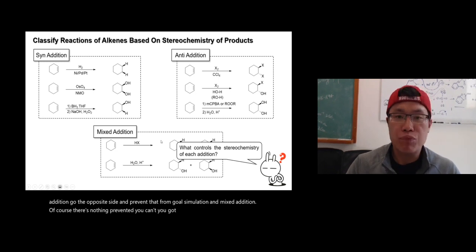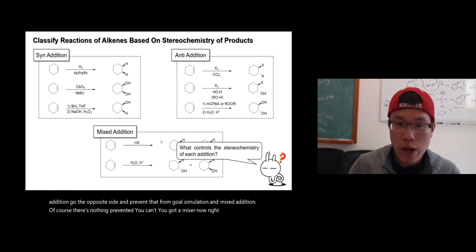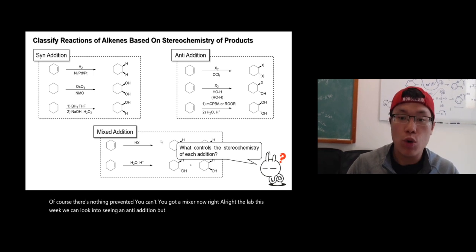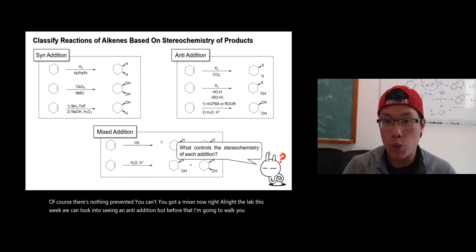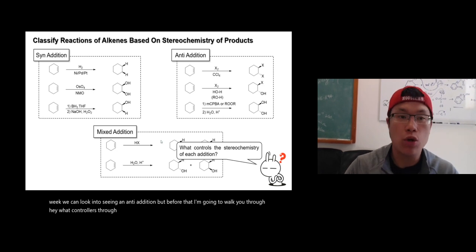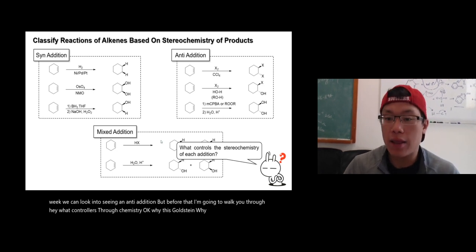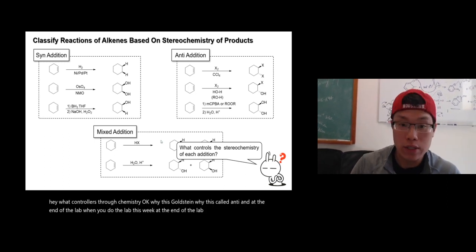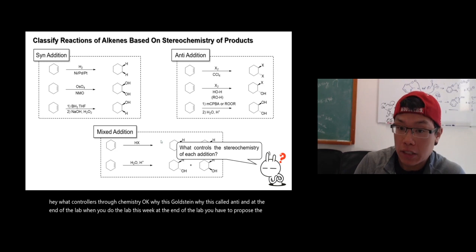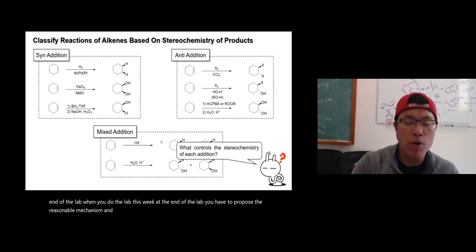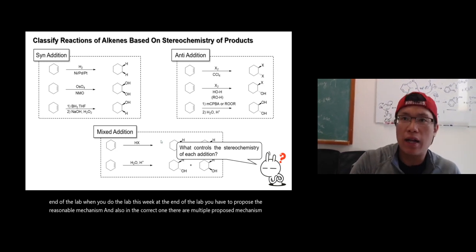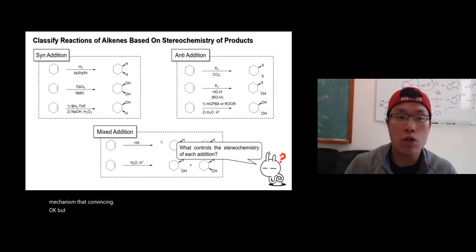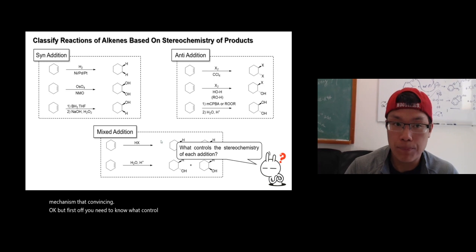All right. The lab this week we're gonna look into syn and anti-addition, but before that, I'm going to walk you through what controls the stereochemistry. Okay, why this goes syn, why this goes anti, and at the end of the lab this week, you have to propose a reasonable mechanism. I'm not saying the correct one. There are multiple proposed mechanisms that are convincing. Okay, but first off, you need to know what controls this stereochemical outcome.